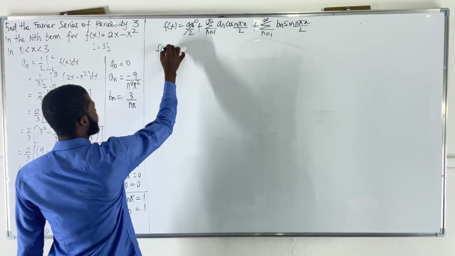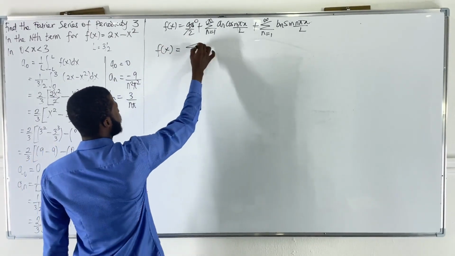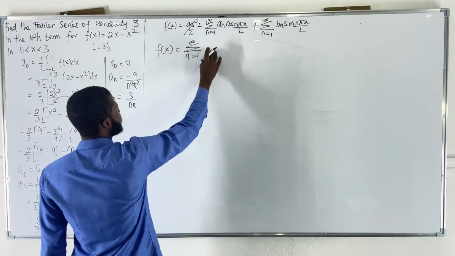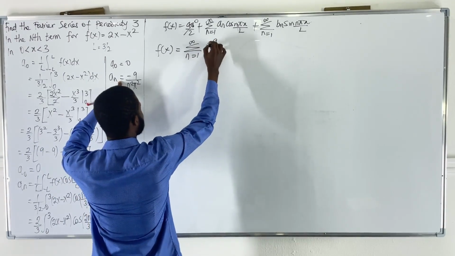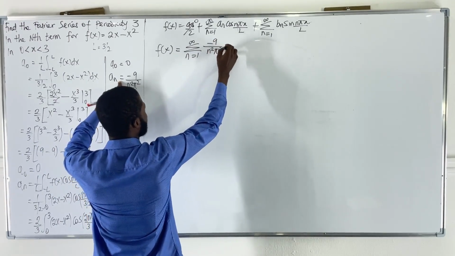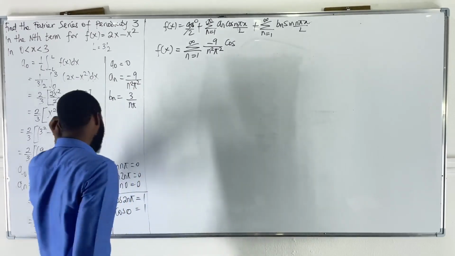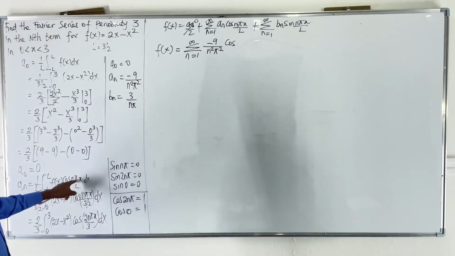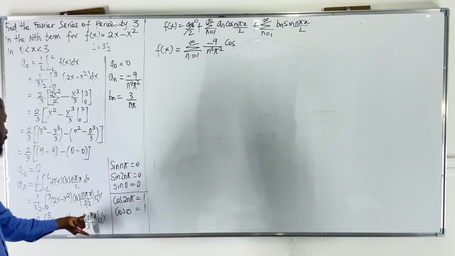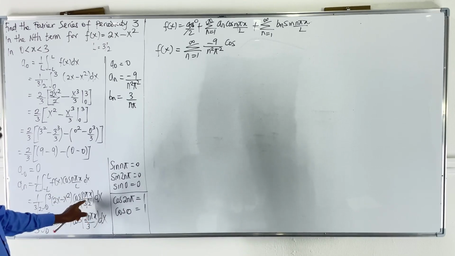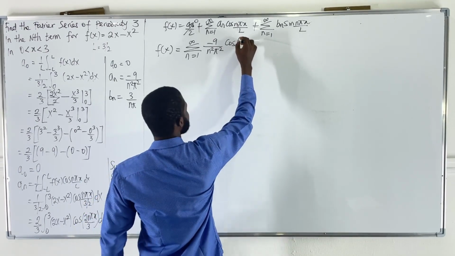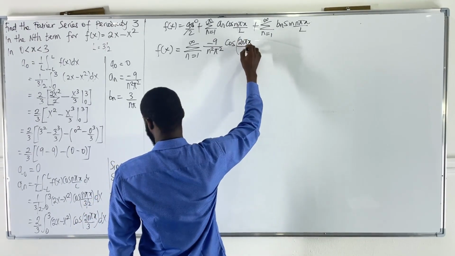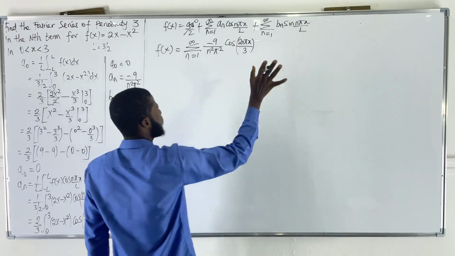Then this will be f of x equal to the sum from n equal to 1 to infinity. Now what is a sub n? A sub n is this. So this is minus 9 over n squared pi squared cos. Now remember that our L is 3 over 2, so when you divide by 3 over 2, the 2 will come up. So I'm just going to be writing 2n pi x over 3. It's just better like that.